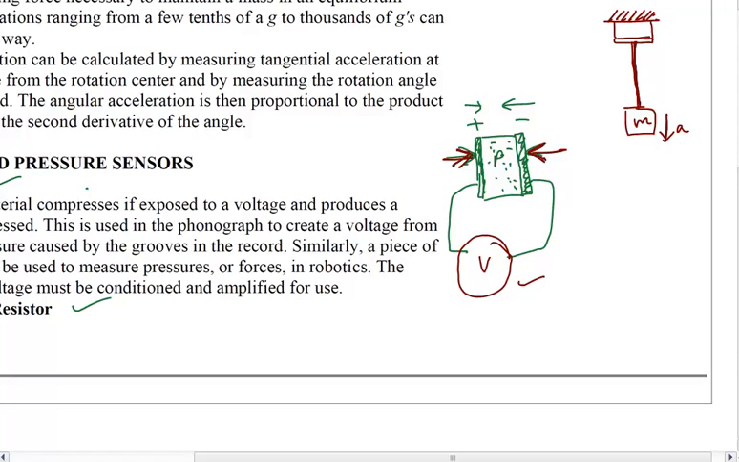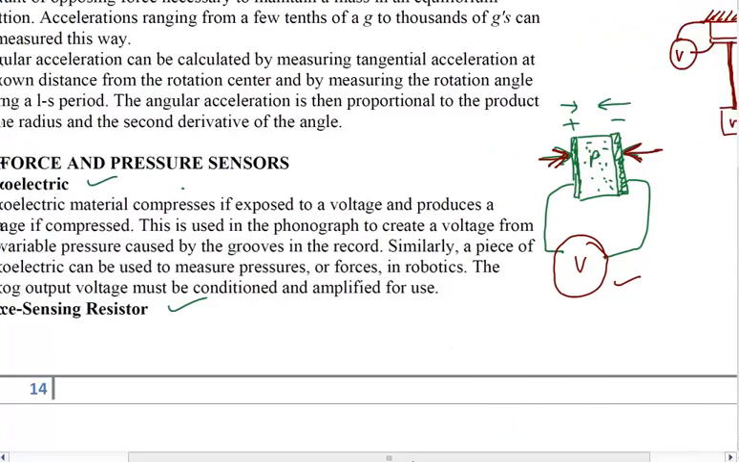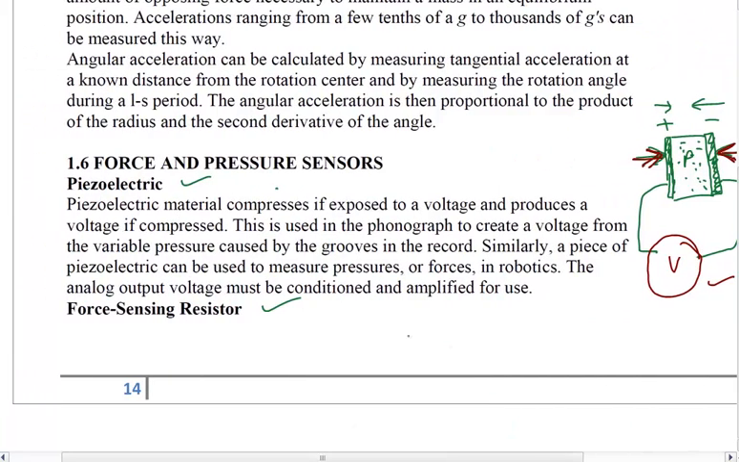Then when there is an acceleration occurring in this direction, there will be a force with which this plate will be pulled, isn't it? With respect to this fixed surface, this is going to be pulled, and if I measure the voltage, then I will get some voltage value, which is a negative voltage value. So compression and expansion will tell me how much force is there. Just like that, I can use it for a force and pressure sensor.